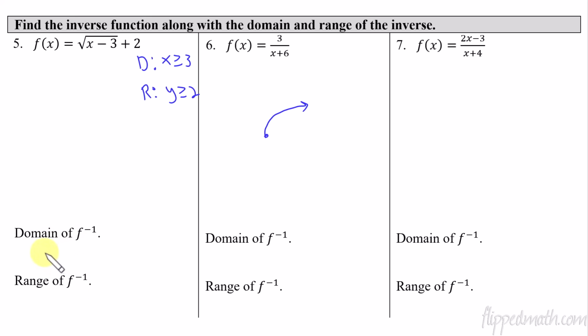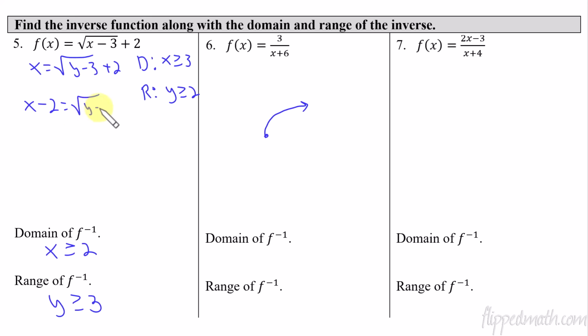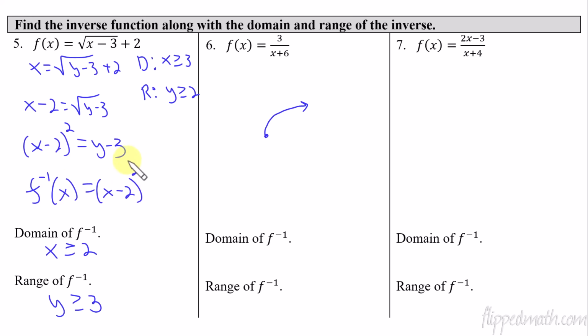That means the domain has to be all the x values that are greater than or equal to 2, because it's swapping here, and the range has to be all the y values that are greater than or equal to 3, because it's swapping the domain and range. All right, let's do this. We get x equals square root of y minus 3 plus 2. This becomes x minus 2 equals square root of y minus 3. Square both sides. x minus 2 squared equals y minus 3. Add 3 to both sides and we're all done. So the f inverse is going to be this thing and then adding the 3.